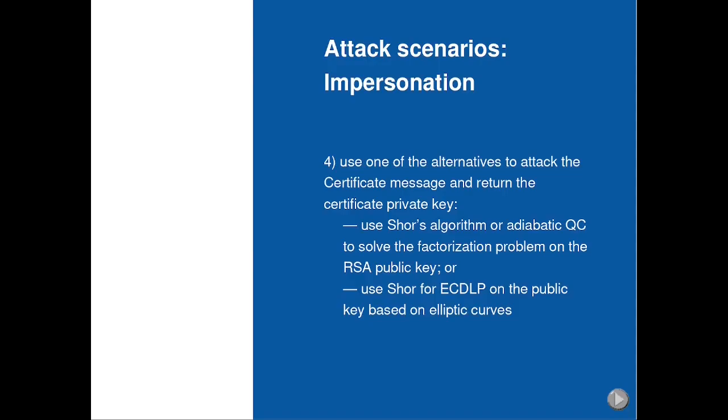It can be done by two methods, which depend on the algorithm used for the signature. Here, it can use Shor's algorithm or an adiabatic algorithm to solve the factorization problem, if, for example, the signature was made with RSA, or it can use Shor's algorithm for the elliptic curves to break the signature if a different DSA algorithm were used.